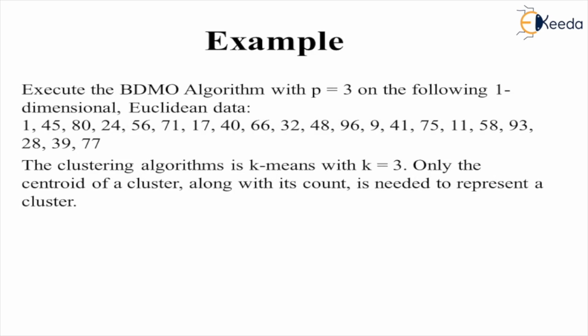Now let's see an example to understand it better. In this example, we have to execute the BDMO algorithm with p equal to 3, as provided by the question, on the following one-dimensional Euclidean data. As it is Euclidean data, we can use Euclidean distance between points. The clustering algorithm is k-means with k equal to 3. So we apply the k-means clustering algorithm when forming the groups. Only the center of the cluster, along with its count, is needed to represent the cluster.